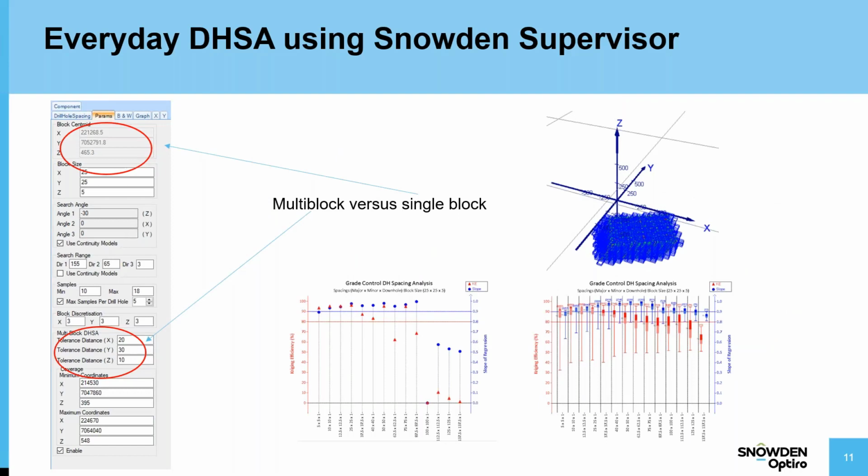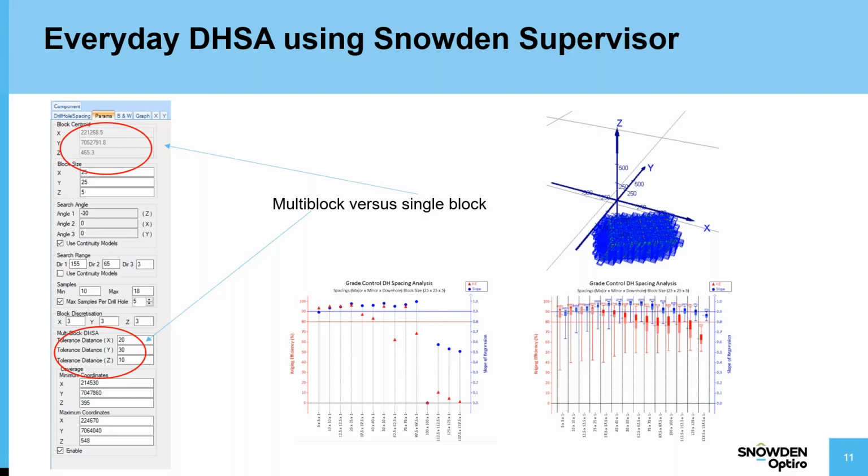The second tab that you would like to review, you can define a block centroid and your block size. Here I've got my resource estimation block size, so 25 by 25 by 5. You input your search angle, which you can use from your continuity models that you've already developed, or you can overwrite this, your search ranges. You can overwrite or use your previously defined ranges in your continuity models. Minimum and maximum samples, your maximum samples per hole.